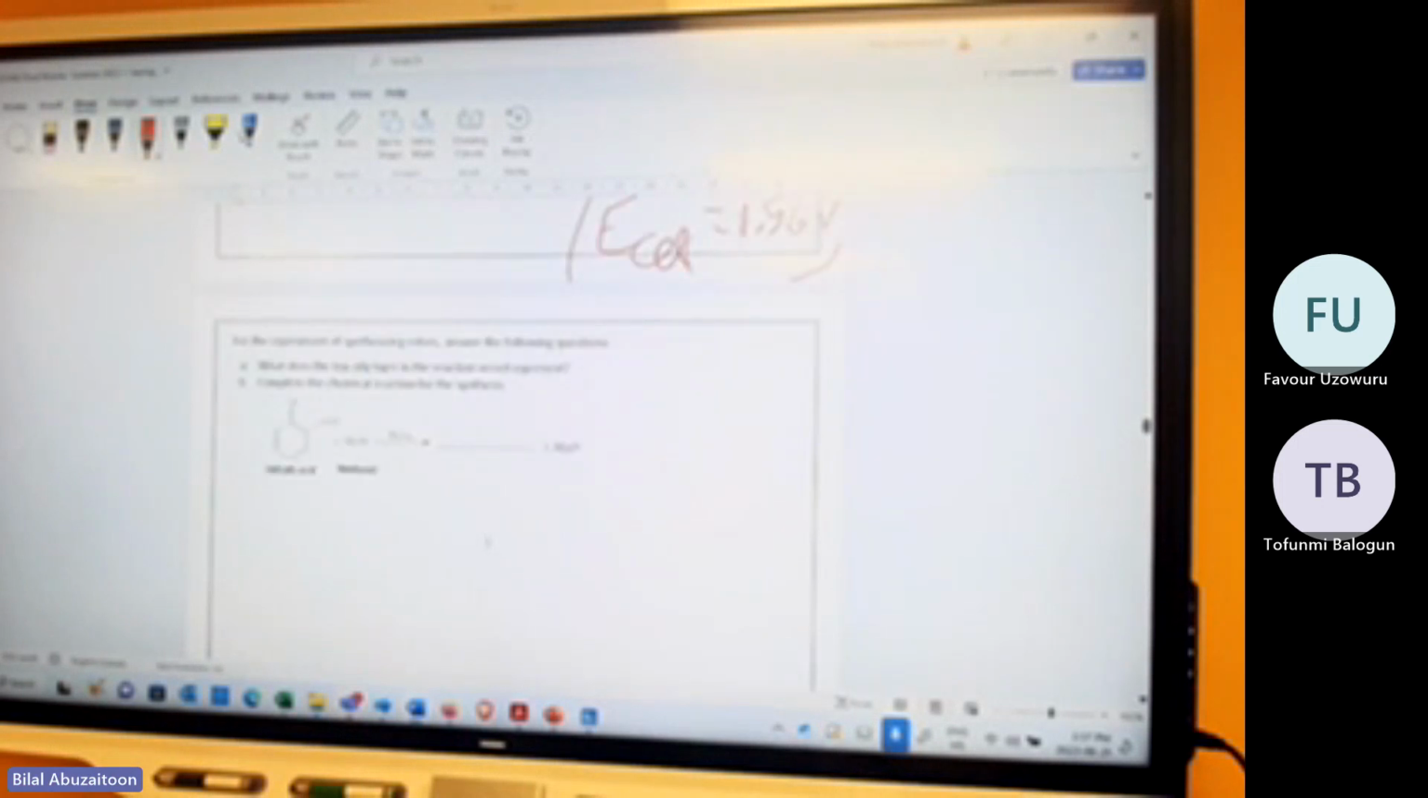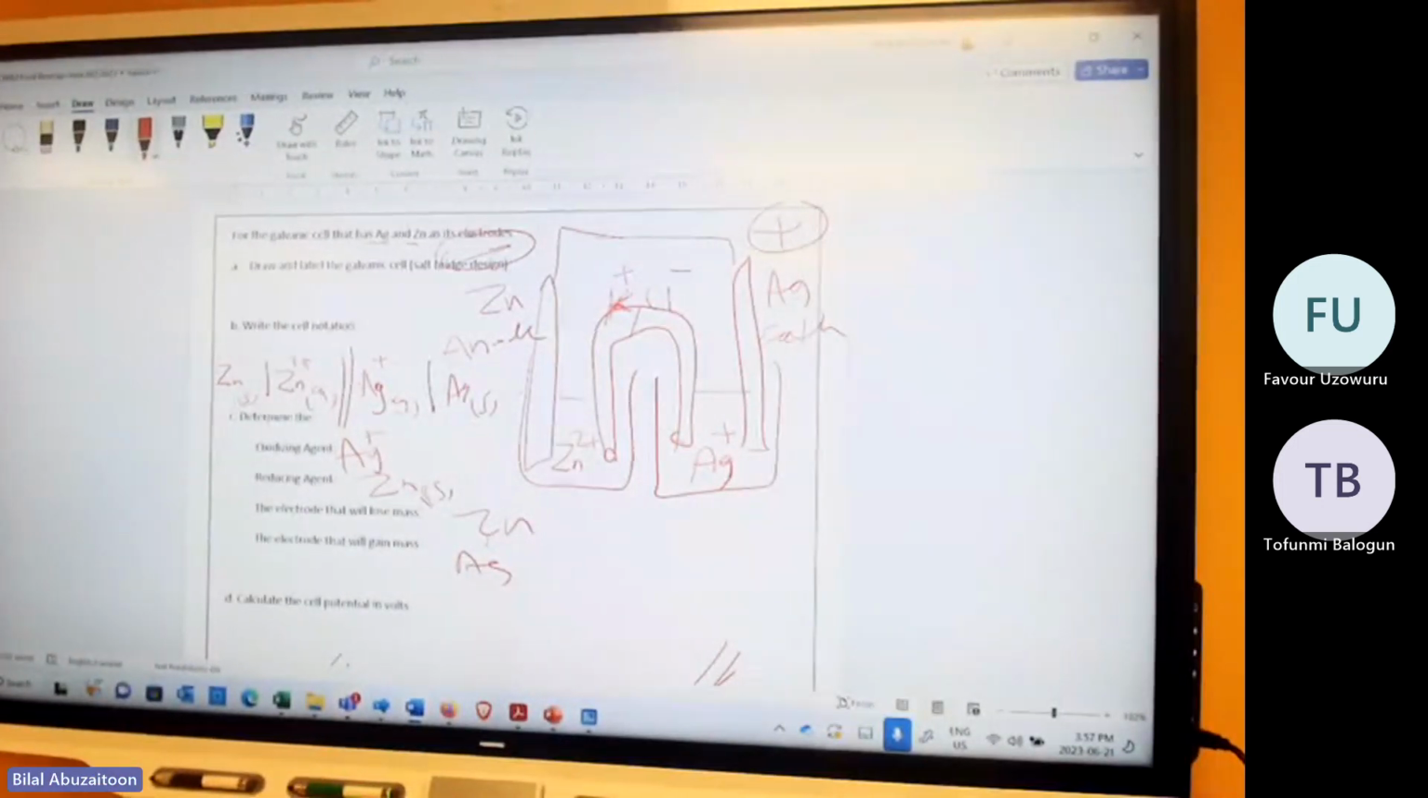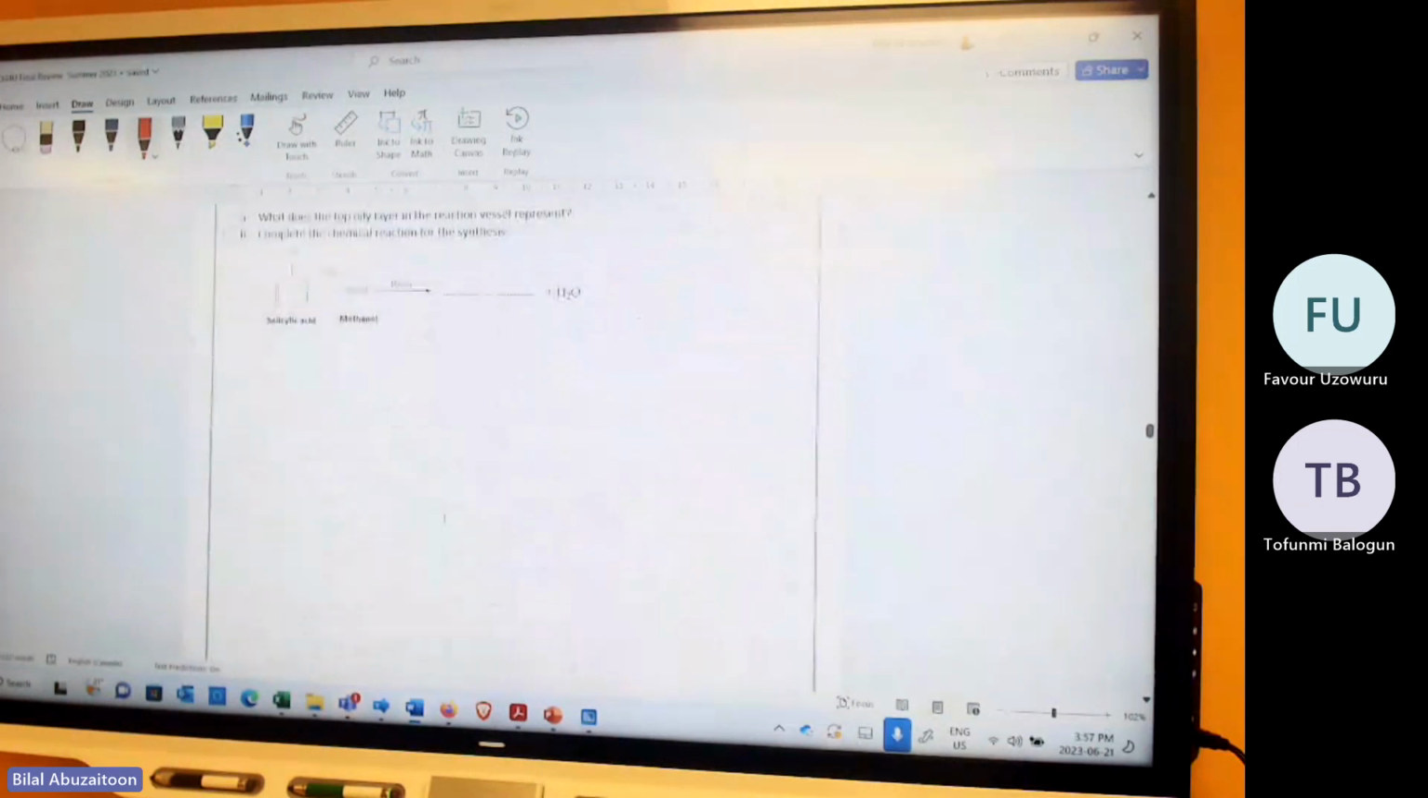I see a question. Esterification is what? Taking a water molecule from alcohol and carboxylic acid, right? If you take the OH from the carboxylic acid and the H from the alcohol, you will get an ester. So this is the equation: salicylic acid, methanol. Take this H and this OH to form the ester.